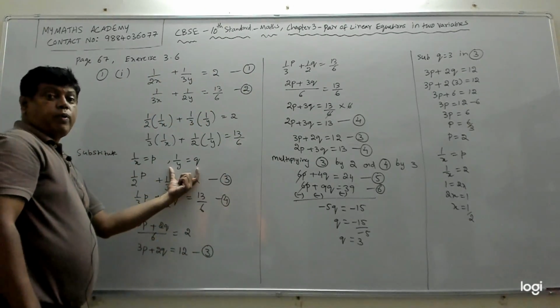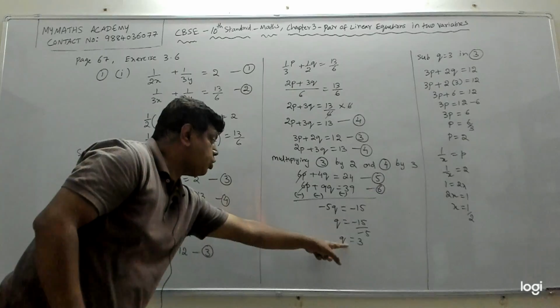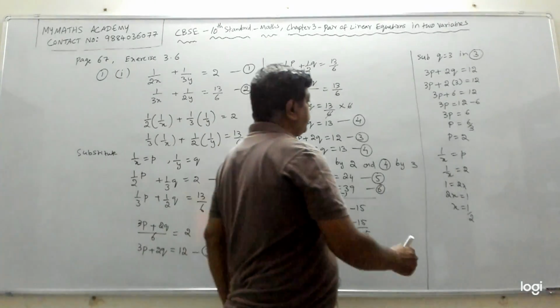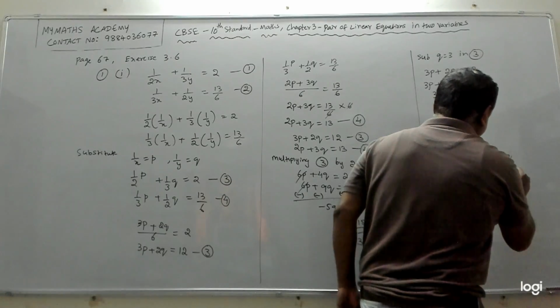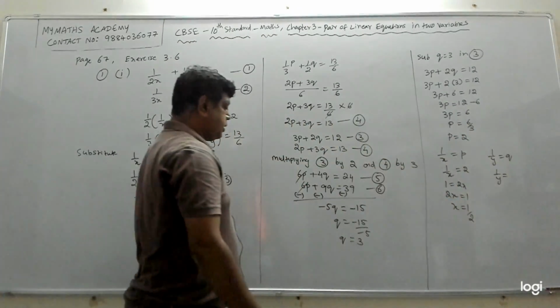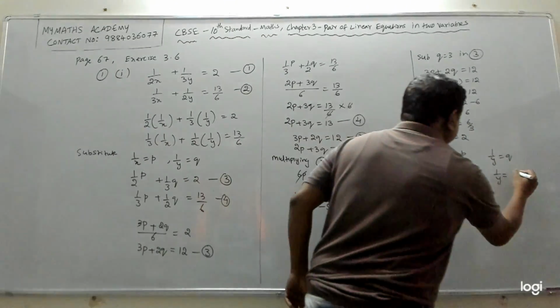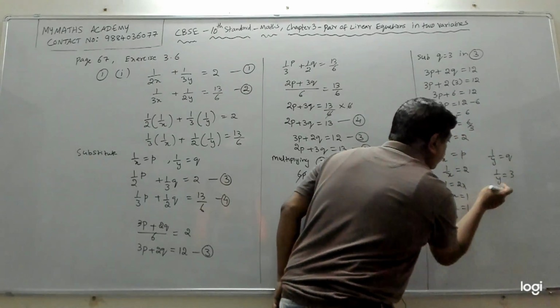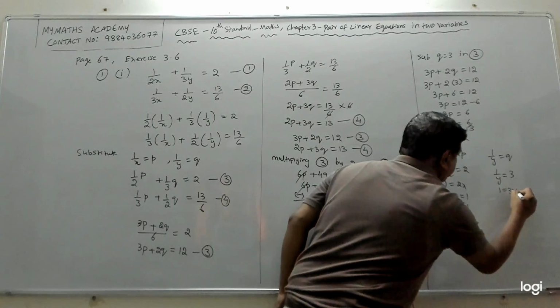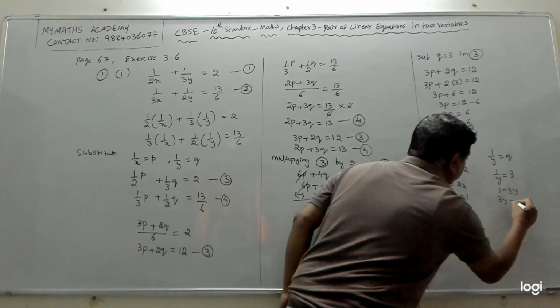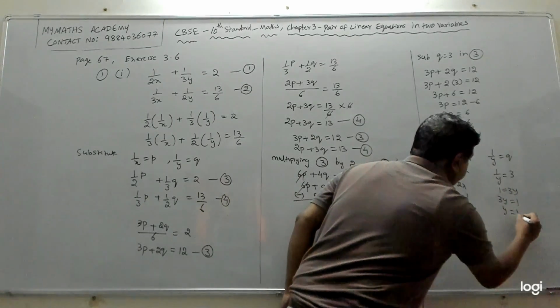Now let's try to find y. 1 by y is q. And we know q is 3. Substitute q as 3 here. Then what do we get? So 1 by y is q, which means 1 by y is, what is the value of q? Q is 3. Substitute 3 here. Then take this y to that side, so it will go to the numerator, so it will become 1 equal to 3y, or I can write 3y equal to 1, so y becomes 1 by 3.